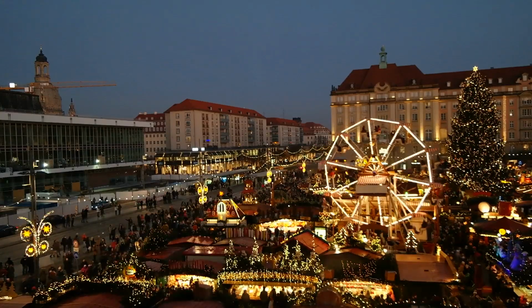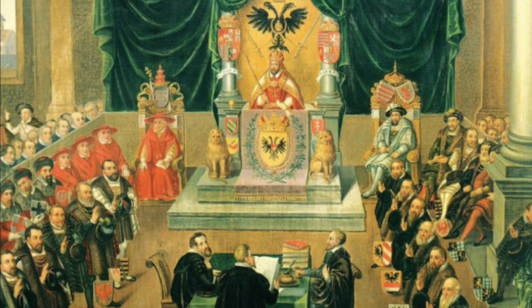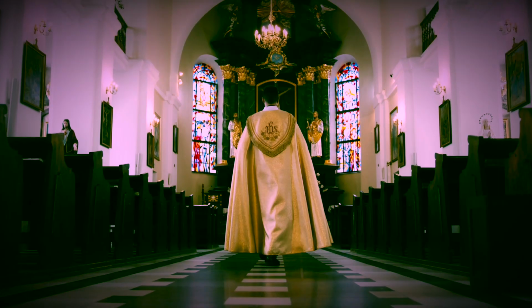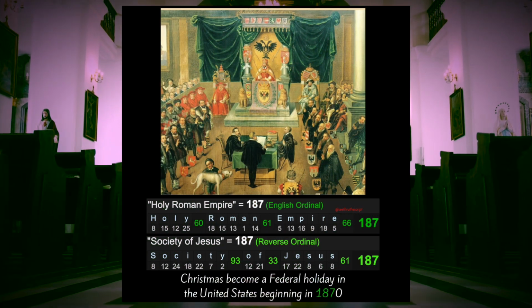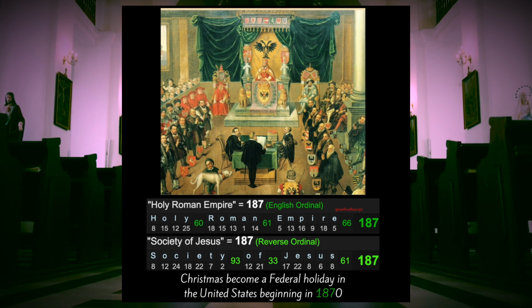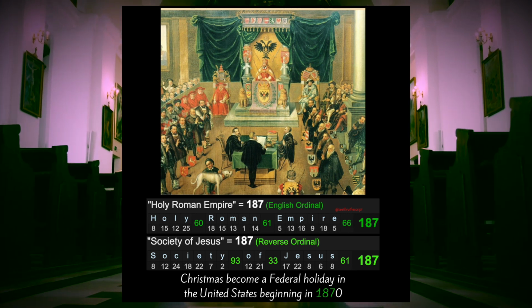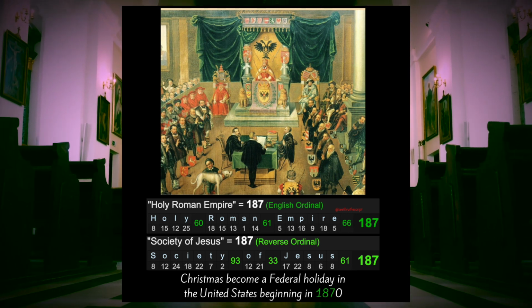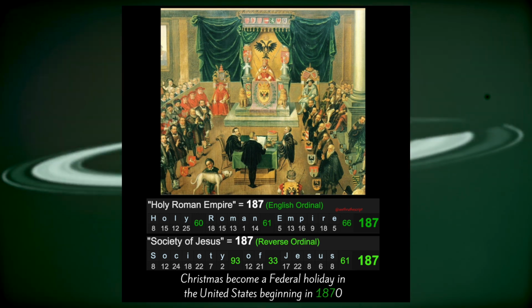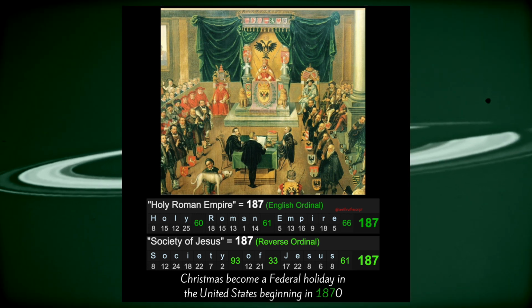Alright, so if you guys remember earlier that I stated Christmas became a holiday in the United States, a federal holiday beginning in the year 1870, that was definitely for a reason. Because again, we're out here to decode the numerical rituals that they do right in front of our face, literally in plain sight. And notice that 1870 is a lot like 187, as zeros in numerology are null, and Holy Roman Empire equals 187 alongside Society of Jesus, which serves the Roman Catholic Church, which is the Holy Roman Empire.